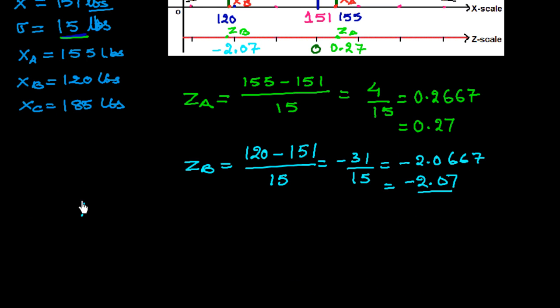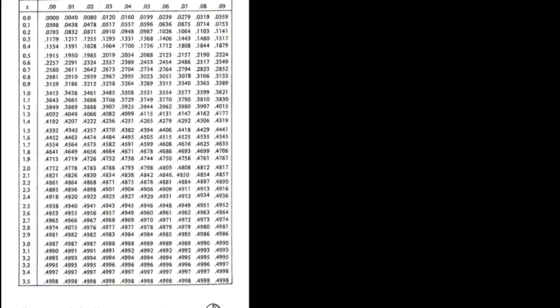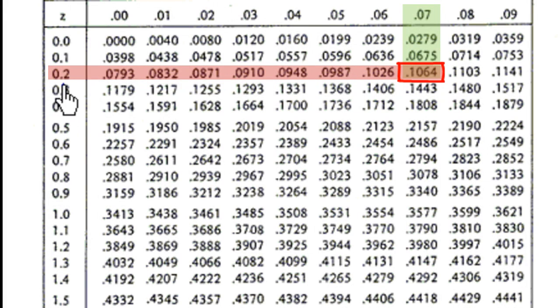First we get the probability PA, which is the probability between 0 and 0.27. So we see on the normal distribution table, here we see the 0.27, 0.2 and 7 at this place. This is 0.07 and 0.2, so 0.27 would be 0.1064, so this would be the value.